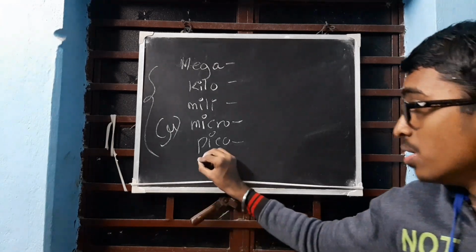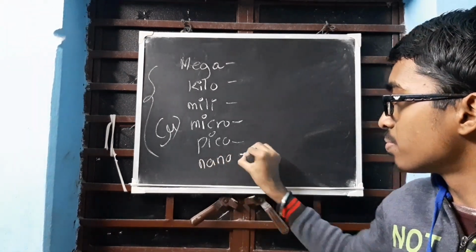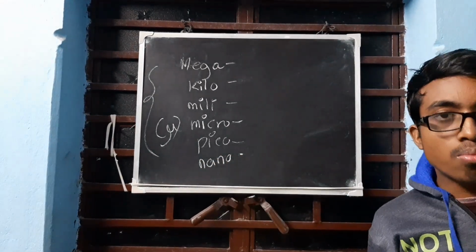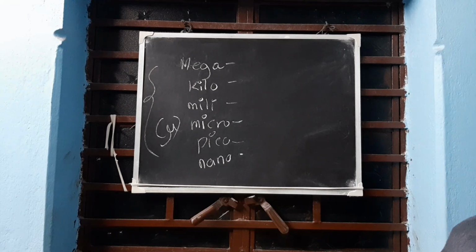One more is there: nano. These are all the most widely used units. When you go for wavelength calculation in atomic structure, you will get values in nanometer, picometer, micrometer, that is micron as well, or millimeter. So you need to remember the relation of each prefix with the SI unit.